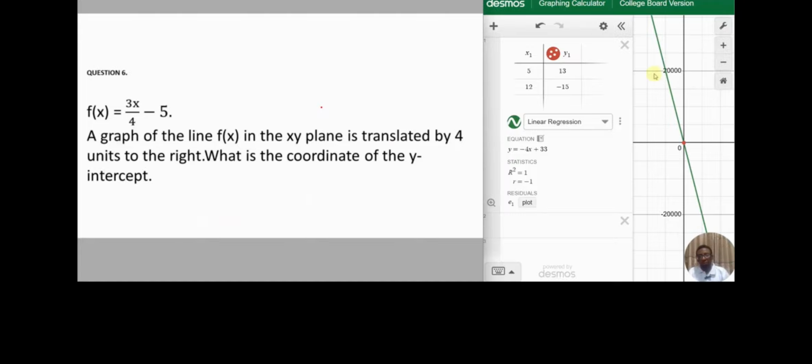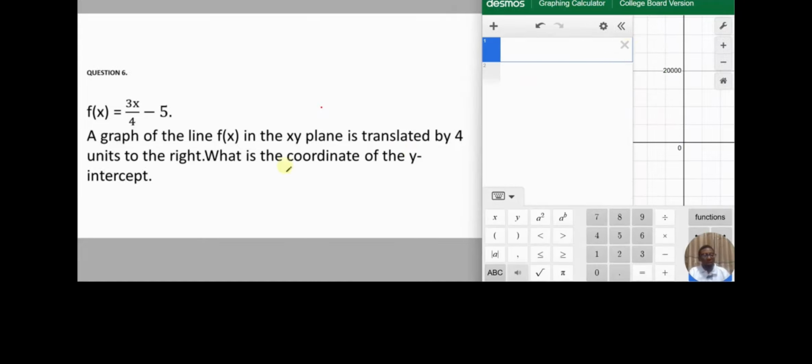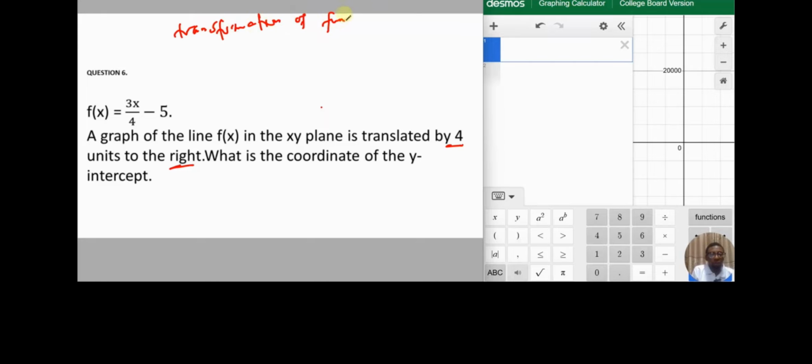Question 6. This question says that if f of x equals 3x over 4 minus 5, the graph of the line is translated 4 units to the right. This is a question on transformation of function. Now, we have two types there.